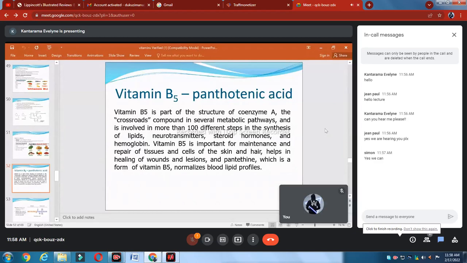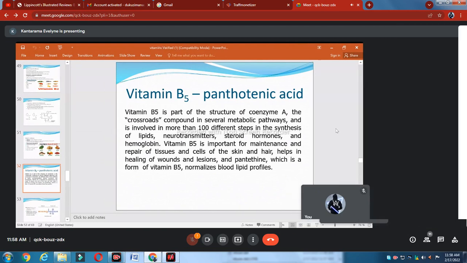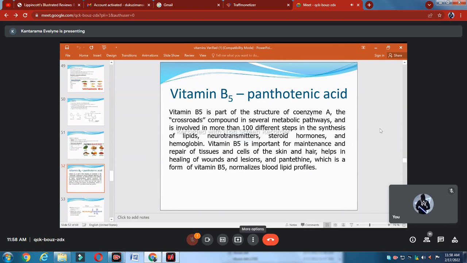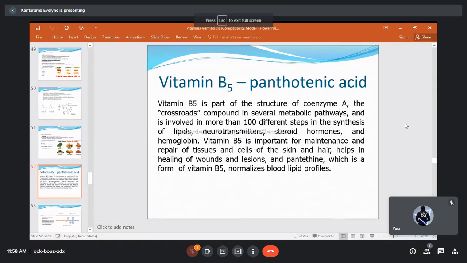More than 100 different steps in the synthesis of lipids, neurotransmitters, steroid hormones, and hemoglobin. It is important for maintenance and repair of tissues and cells of the skin and hair. It helps in healing of wounds and lesions, and pantethine, which is a form of vitamin B5, normalizes the blood lipid profile. These are processes in which pantothenic acid is involved.